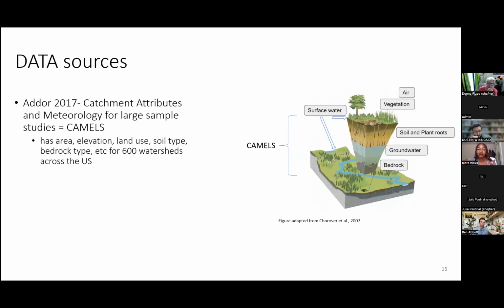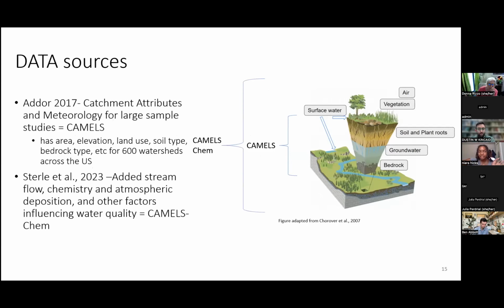And all my data is coming from a large database called the CAMELS-CHEM database. That stands for Catchment Attributes and Meteorology for Large Sample Studies. And this is where I am obtaining elevation data, land use, and bedrock type of over 600 watersheds across the US. And then a member from our group added stream flow and chemistry data to that data set, which is why I'm able to do this type of analysis.